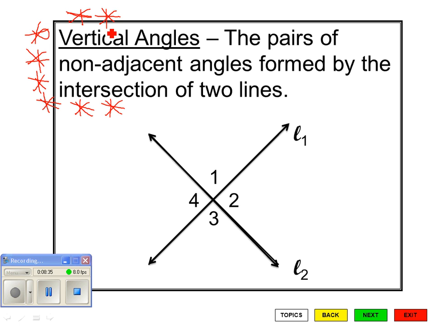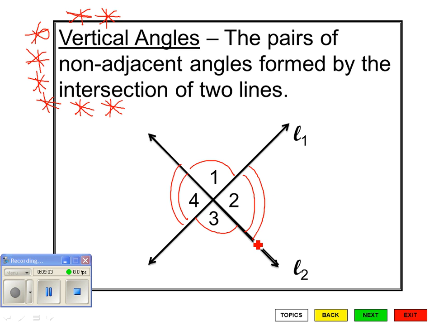You guys already told me that 1 and 2 were adjacent. So give me an angle that's not adjacent to angle 1. Angle 3. And you already told me what's true about angle 1 and angle 3. They've got to be congruent. They're always exactly the same. What other two angles here are vertical angles? 4 and 2. They have to be the same as each other.